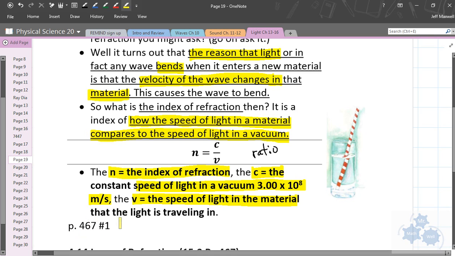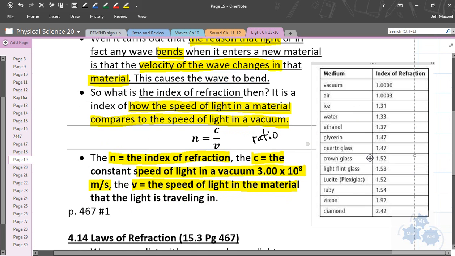Okay? Now before you launch into this question, I don't want you to start this question yet. I'm going to ask you to look at page 466. There's a chart of the indices of refraction. Indices is the plural word for index, so there's many indexes of refraction. This chart is very similar to the one you have in your textbook.